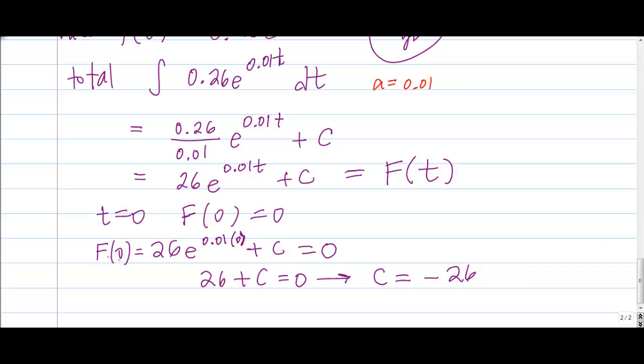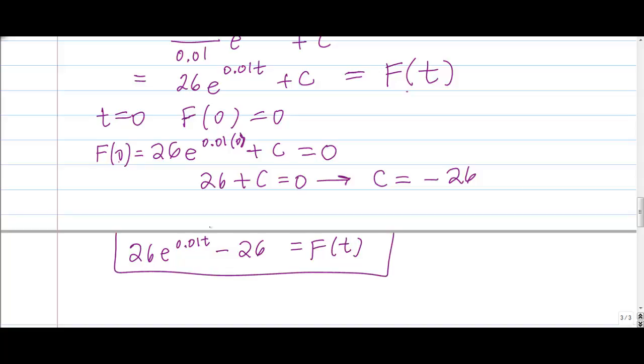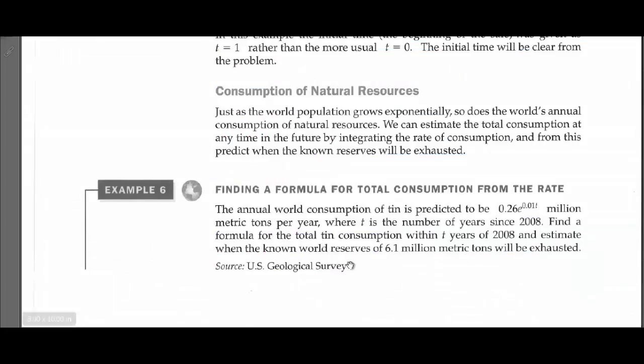So now my formula is, oh Lord. Oops, I'm running out of space. So let me just write this here. So that is 26 e to the 0.01 t minus 26. Okay, that is my formula for the total consumption. And then estimate when the known world reserves of 6.1 million metric tons will be exhausted.